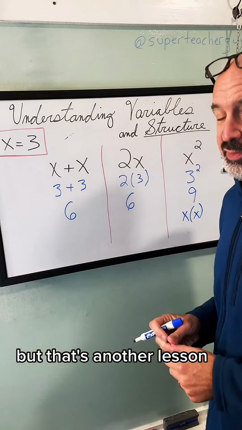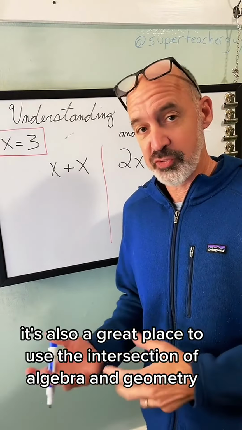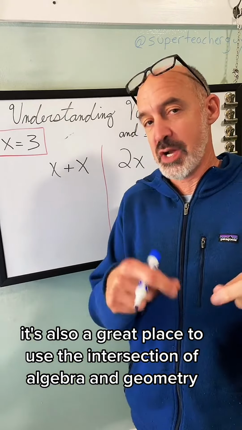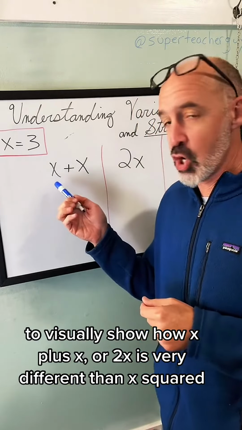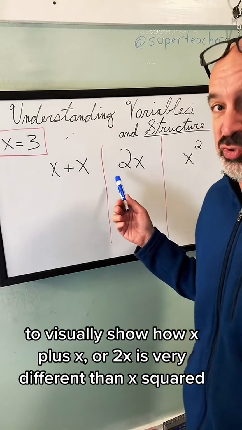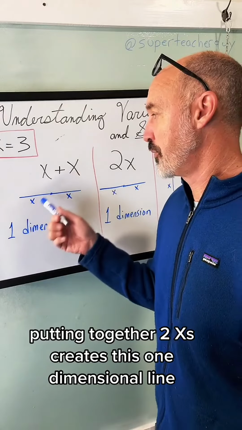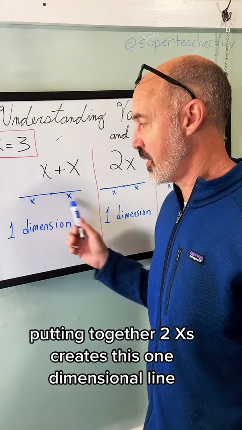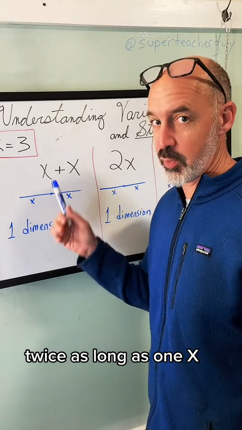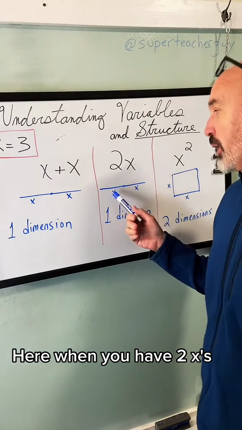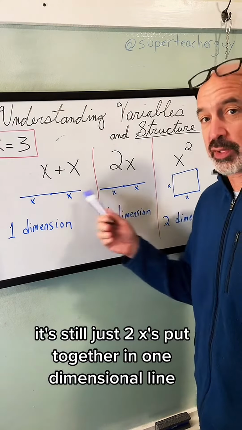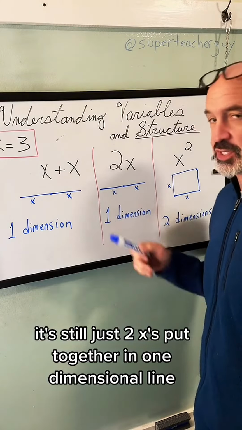that's another lesson. This is also a great place to use the intersection of algebra and geometry to visually show how x plus x, or 2x, is very different than x squared. Putting together two x's creates this one-dimensional line that's twice as long as 1x. Here, when you have two x's, it's still just two x's put together in one-dimensional line.